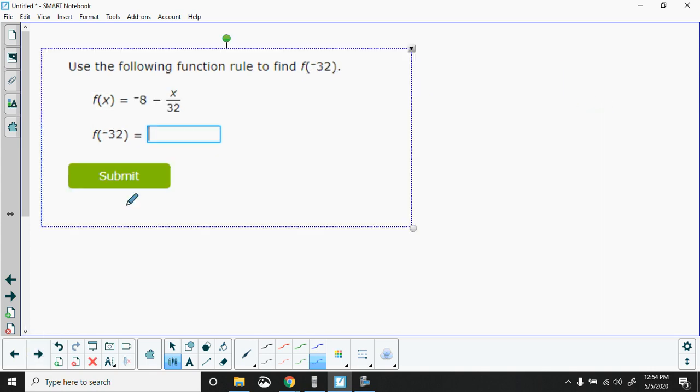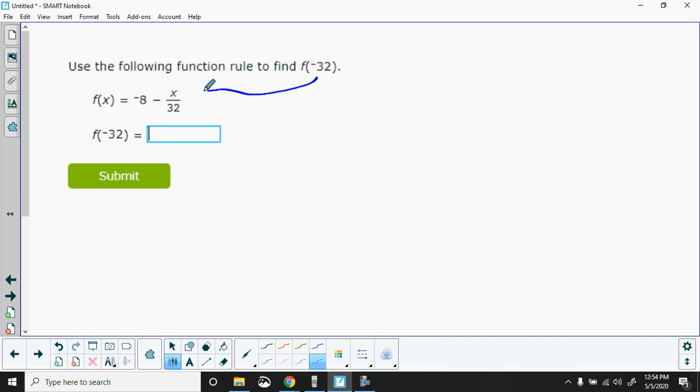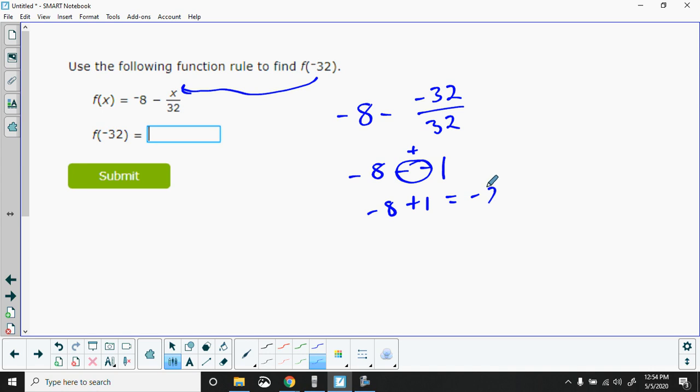Cool. Negative 32 is going to go in where the x is. Okay? So negative 8 minus a negative 32 on top over 32. So negative 32 over 32 is a negative 1. So if I rewrite this real quick, we get minus a negative 1. Well, two negatives make a positive. So negative 8 plus 1 is negative 7.